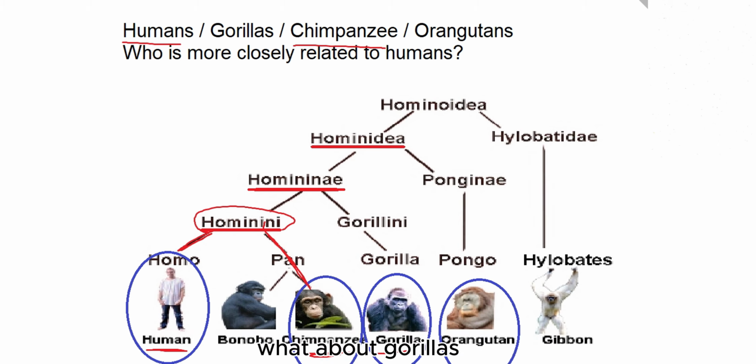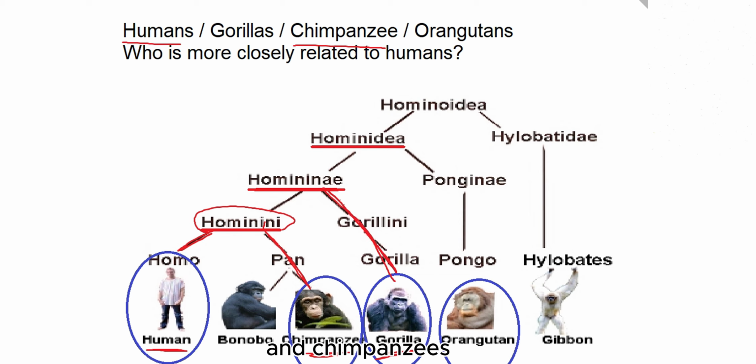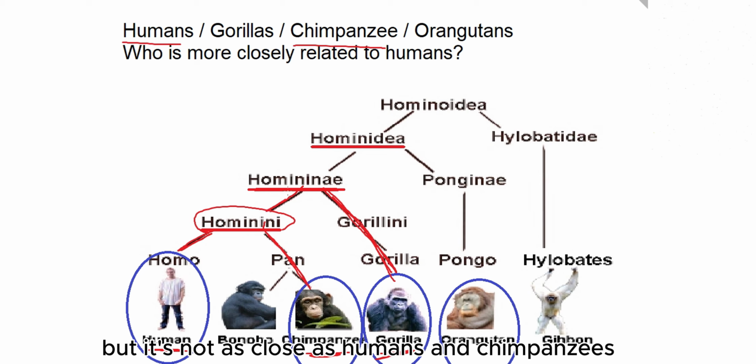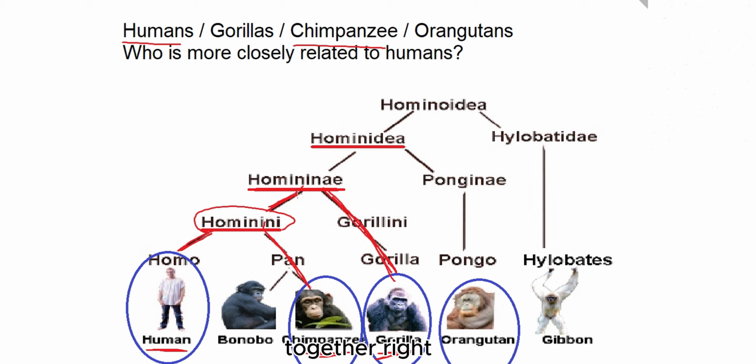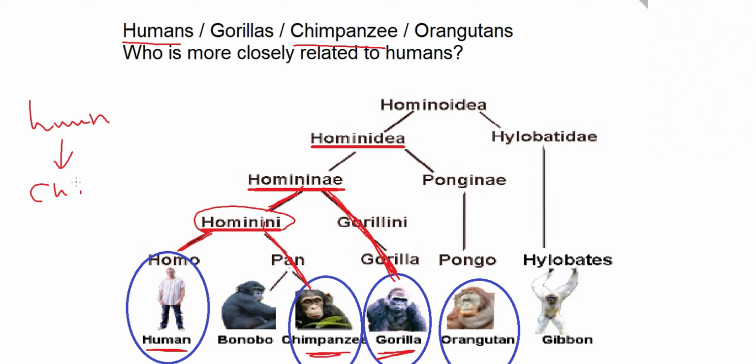What about gorillas? Gorillas share a common ancestor with humans and chimpanzees, but it's not as close as humans and chimpanzees together, right? Therefore, this ancestor does not link humans as close as chimpanzees. So, gorillas have less similar DNA compared to humans and chimpanzees.